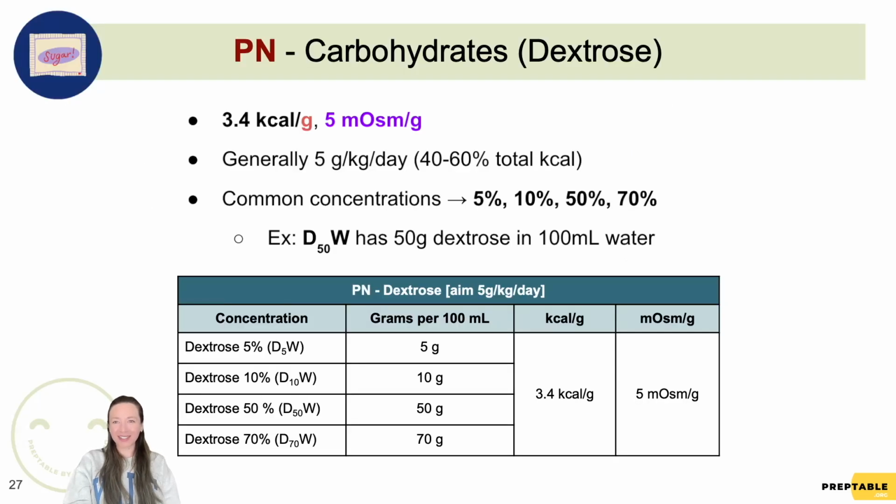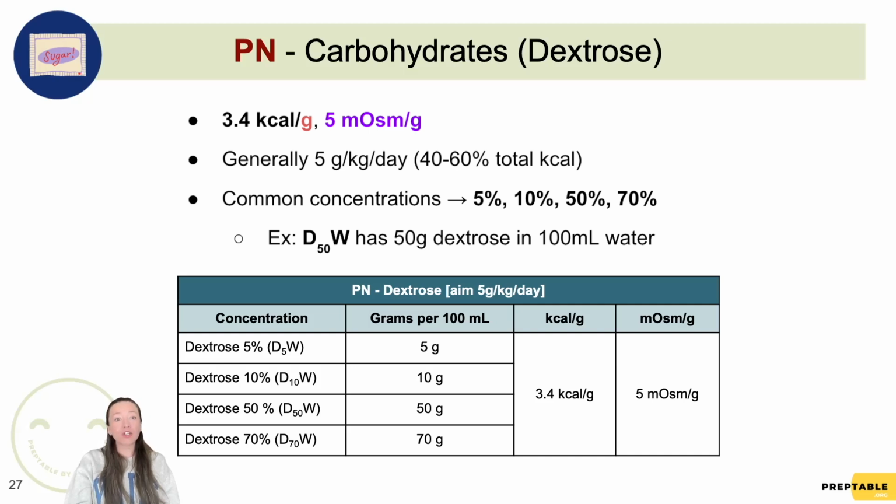Let's start with carbohydrates. So carbs are mainly supplied, as I said, in the form of dextrose monohydrate. The first important thing to note here is that dextrose yields 3.4 kcals per gram, not the usual 4 that you use in EN. And this is a key difference to keep in mind for calculations. From an osmolarity standpoint, dextrose accounts for about 5 milliosmoles per gram. And this is important to know, especially when you're calculating the osmolarity for PPN.